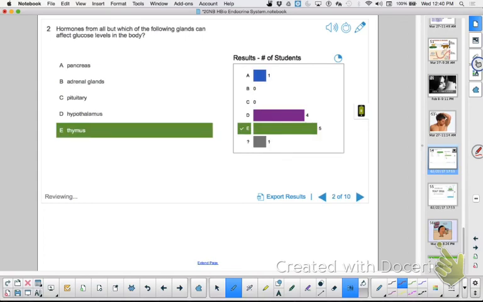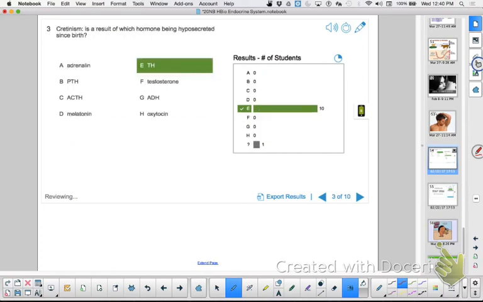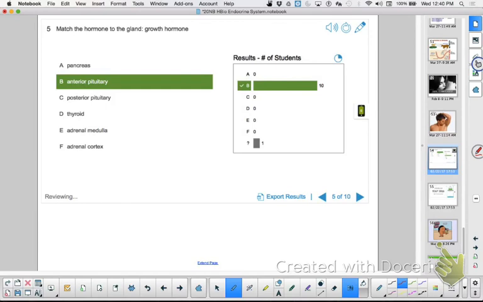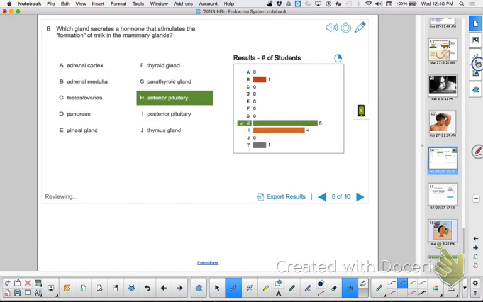Hormones from all of the following glands can affect glucose in the body. Good. Thymus, that you picked that. Because the thymus is all about doing what? Maturing T cells. All the rest have to do with it. You don't need to know that one. Oxytocin is from the post-pit. You all got that one.